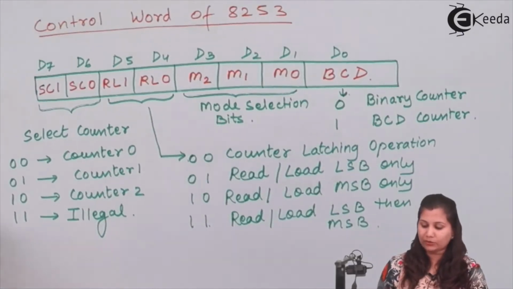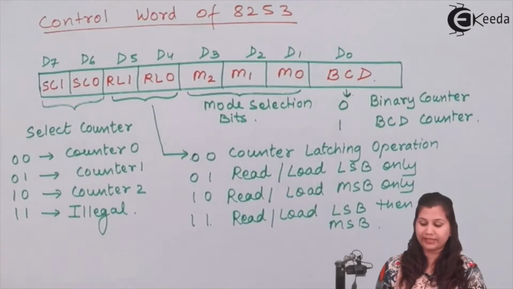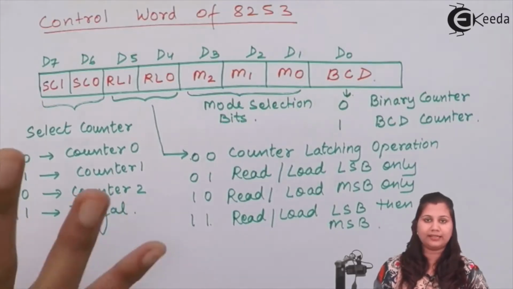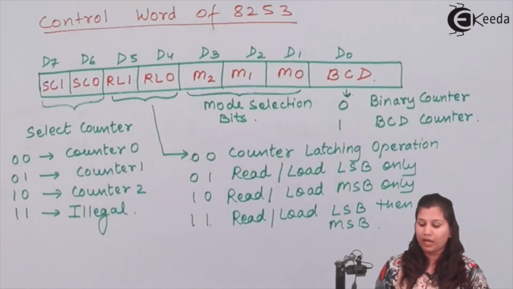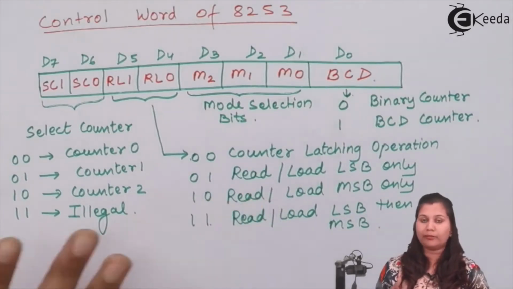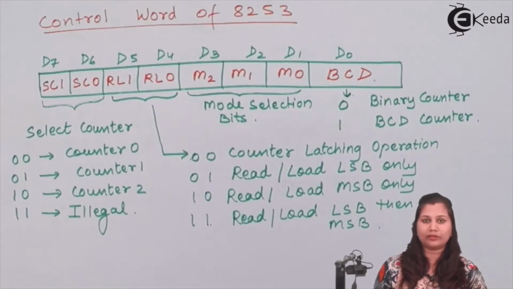You can see how the 8 bits of this control word are deciding which counter is to be selected, then what operation it has to perform, and in which mode the timer has to work, and the type of count which is loaded into the counter. So all this information is contained in this control word. Now on the basis of the data in the control word, the mode will be decided and the timer which is selected will be decided.